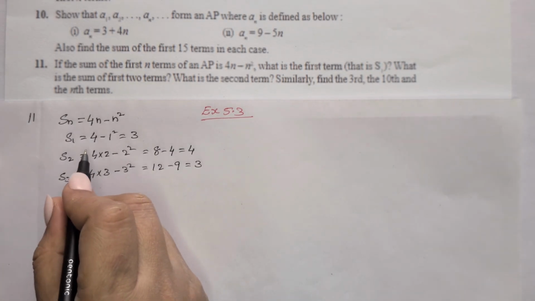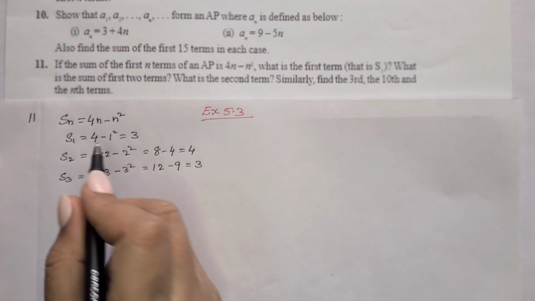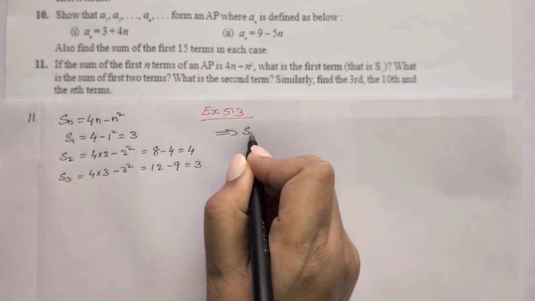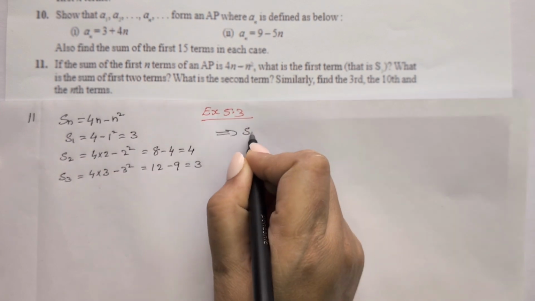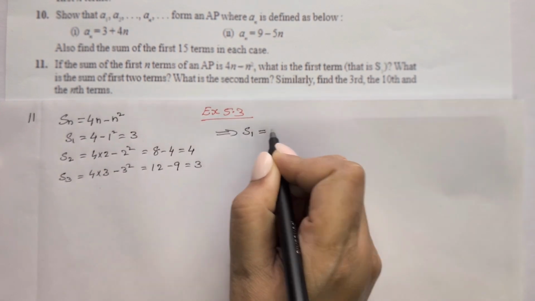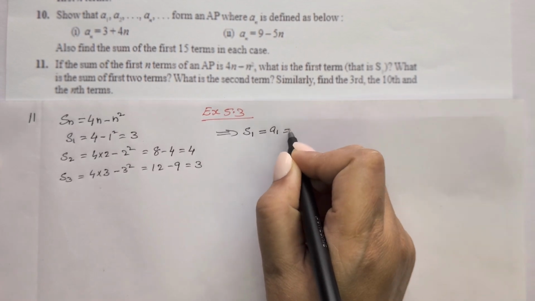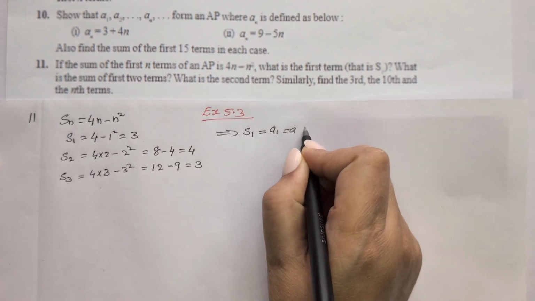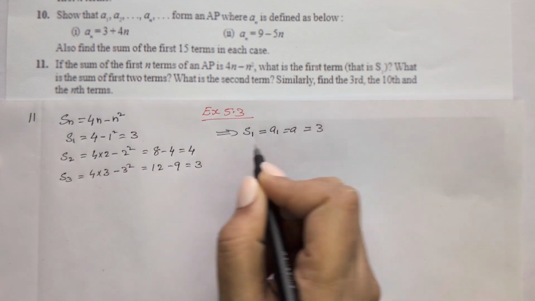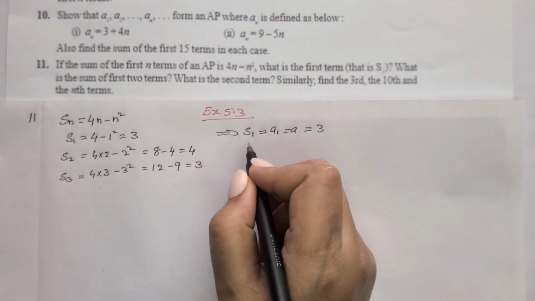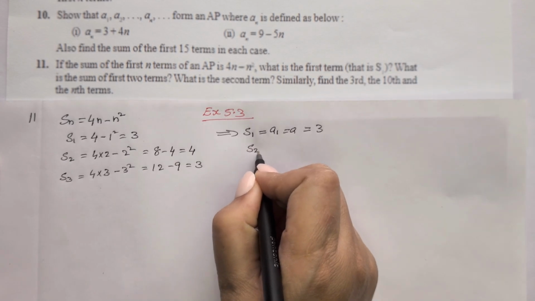So here we got S1, S2, S3. S1 means the sum of first term. Sum of first term means same as a1, or first term, we can write that as a also. So first term is equal to S1, that is equal to 3. Next, S2 means sum of two terms.